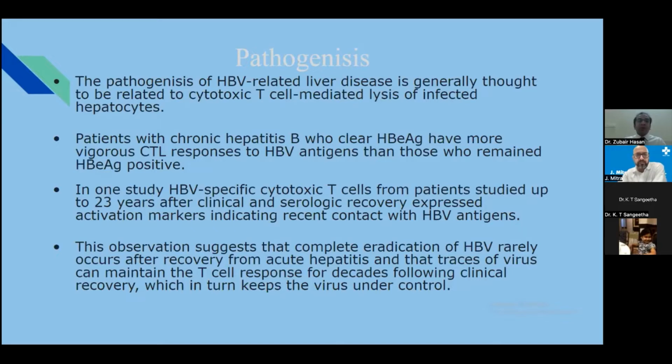In what way? It is related to the cytotoxic T-cell mediated lysis of the infected hepatocytes. So there is a level of immunity. The immune response of each individual determines whether a patient will go on to fulminant hepatitis, chronic hepatitis, or active hepatitis. We have to remember that. The virus is not behaving differently. It is the immune response generated.